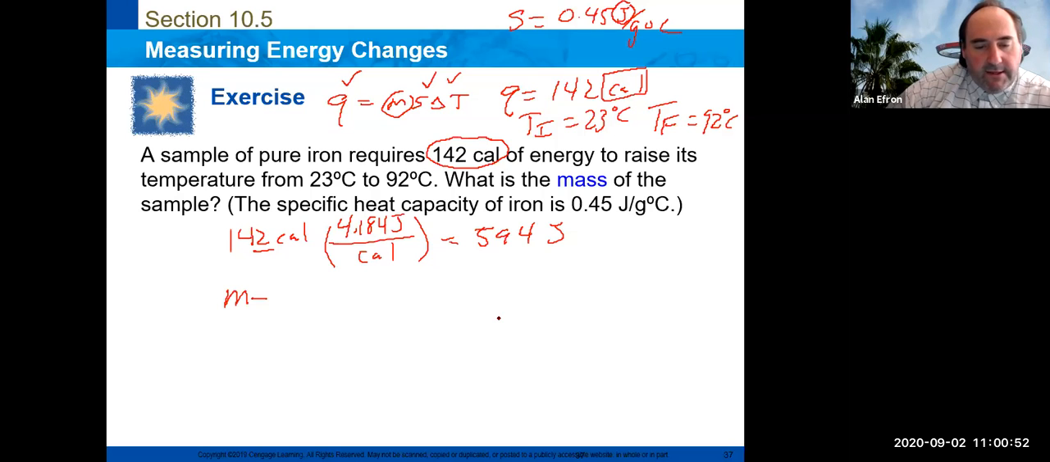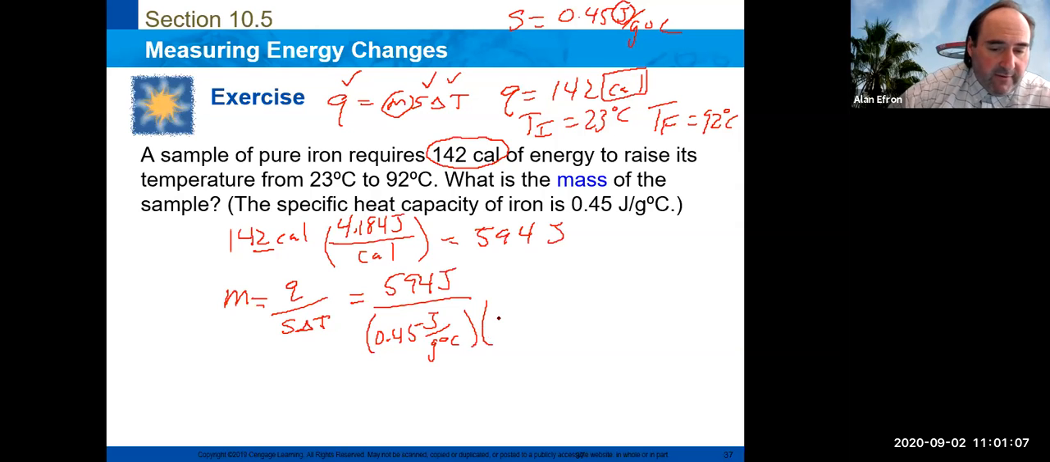M would equal Q divided by S delta T. And in this case, 594 joules we just converted. Our specific heat capacity was in joules, so all that should work okay. And again, here our change in temperature should be our final minus our initial, so we're going to do 92 minus 23 degrees Celsius. So degrees Celsius will cancel, joules will cancel. When we do the dividing, the grams will come up on top there.